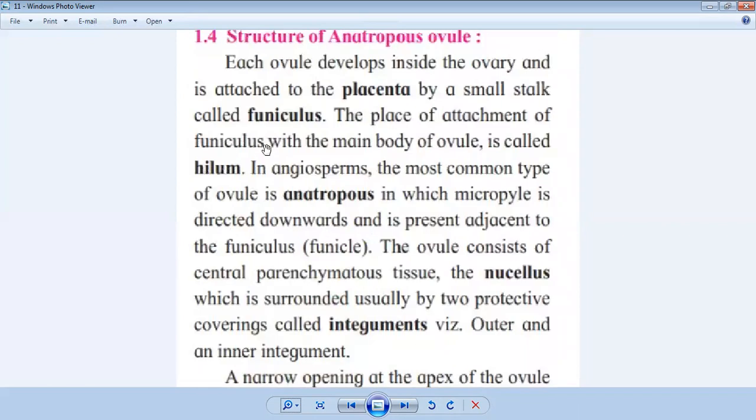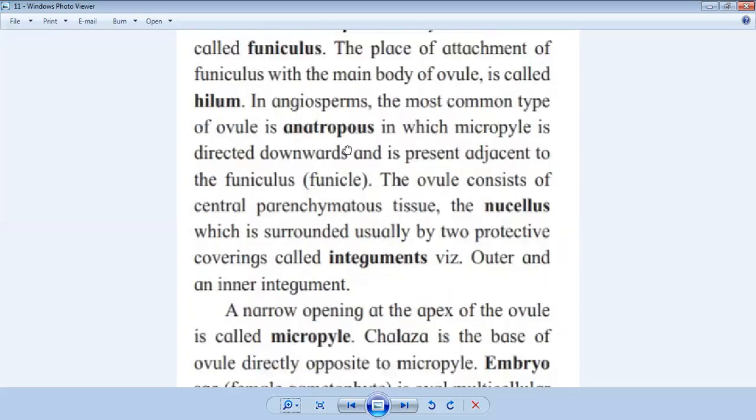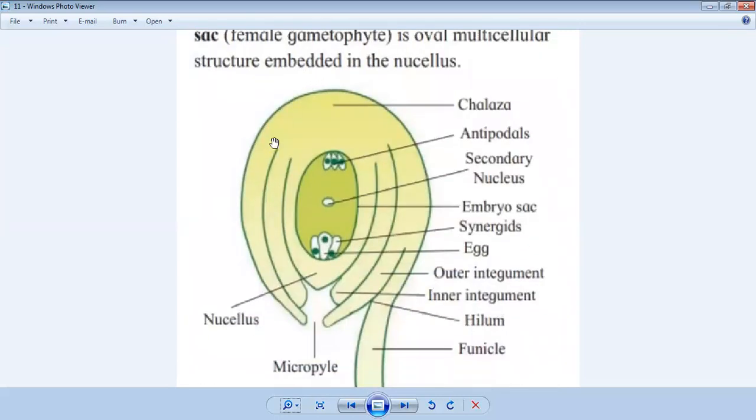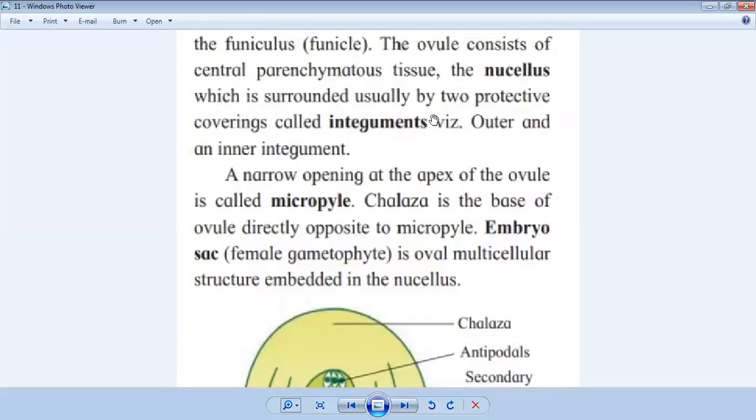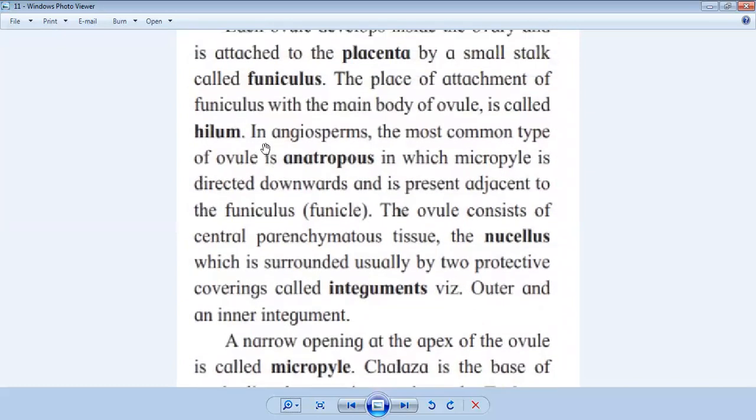Then the place of attachment of the funiculus with the main body of the ovule is called the hilum. ठीक है, मतलब this is the part of the body of ovule, और ये जो body of ovule है, it starts to attach to the axis. ये funiculus जहाँ पे attach होना शुरू होता है body of ovule को, that point of attachment is called hilum. उस point of attachment को hilum कहा जाता है.